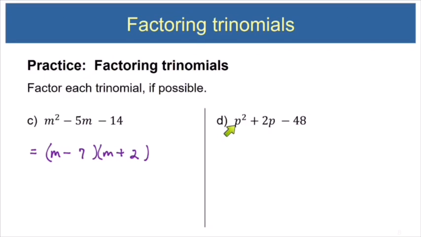And now let's look at part D. Here we have p squared plus 2p minus 48. And again, this is a trinomial.